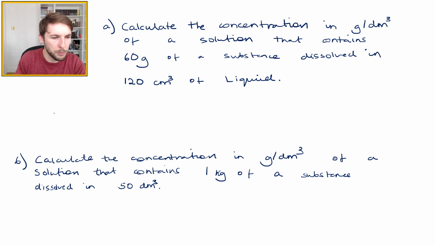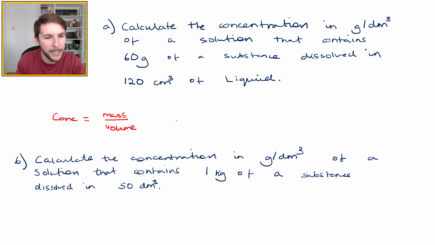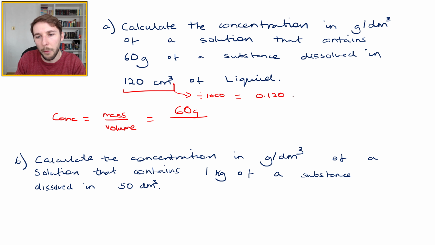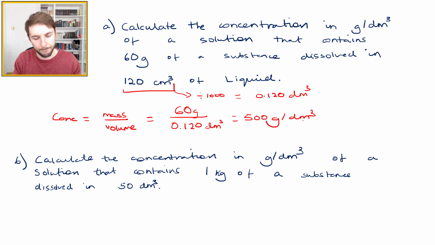Okay then, so the first one, we've got to remember that concentration equals mass divided by volume in this case, and because we're trying to work it out in grams per cubic decimeter, and we've got a mass, 60 grams, that's going to go on top. And we've got a volume here, but that volume is in centimetres cubed. So the first thing we're going to need to do is divide that by 1000, and that should give you 0.120 cubic decimeters. So we'll pop that there, and we'll do that sum in our calculators, and you should get an answer of 500 grams per cubic decimeter.